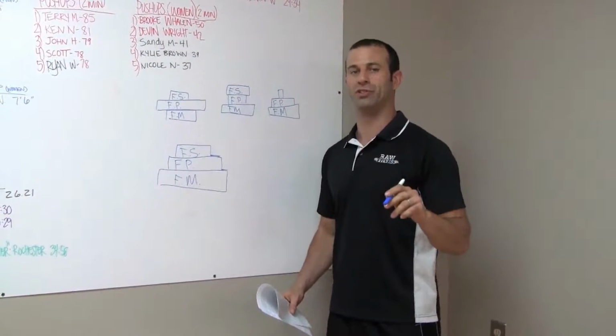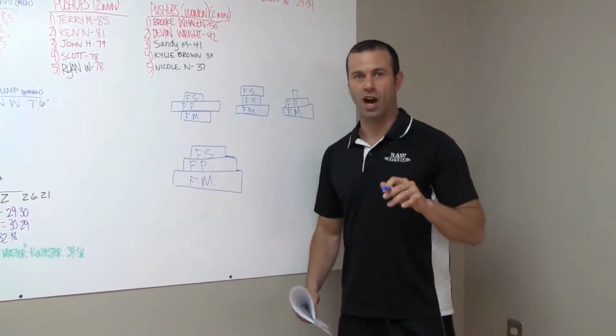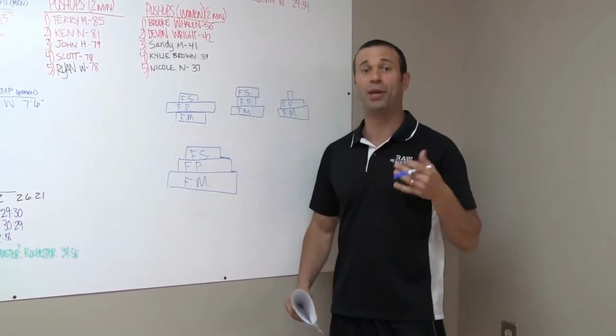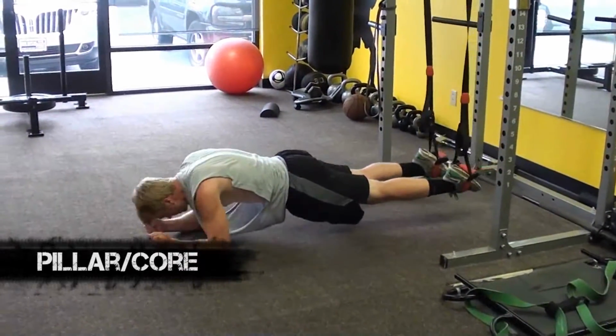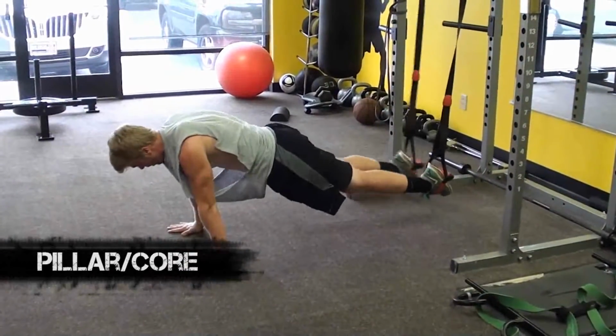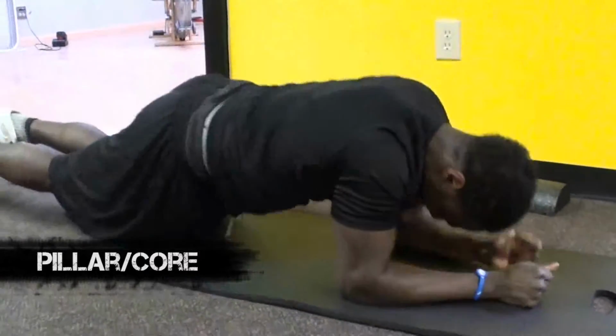Here are the components of building the efficient and effective athlete. The first one is pillar or core strengthening. A lot of people use the word core, so I'll use the word core so you know what I'm speaking about. We like to call it pillar here. The importance of the core cannot be understated.